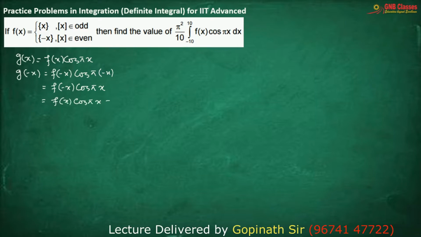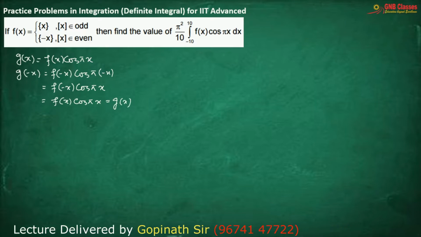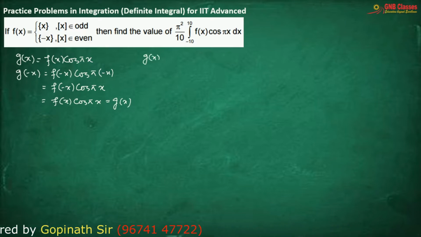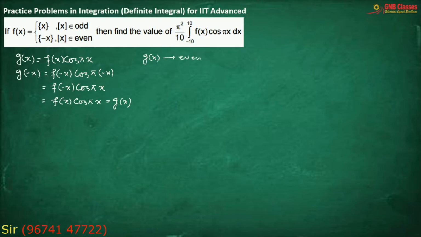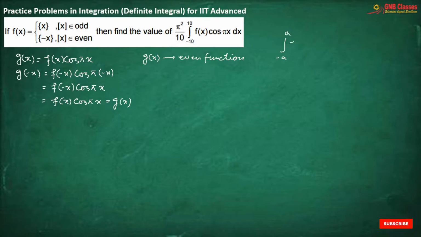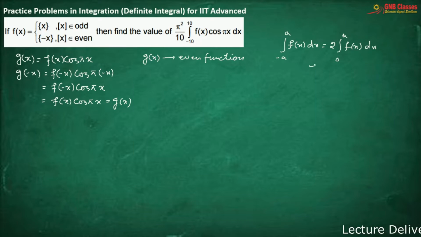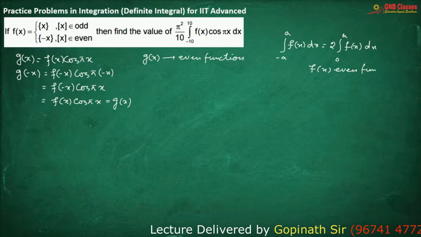So which is again nothing but your g(x). Now observe carefully, your g(x) is also an even function. Is it clear to everyone or not? Now we know from the basic properties of definite integral that the integral from -a to a of f(x) dx can be written as 2 times the integral from 0 to a of f(x) dx if f(x) is an even function. Yes or no?